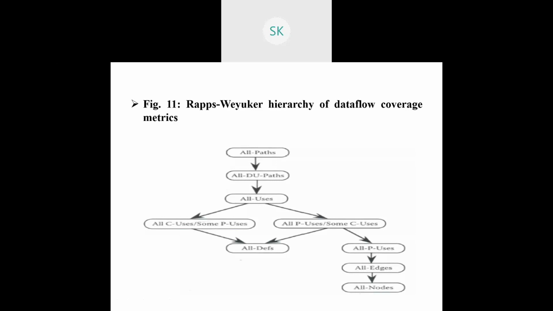That is what it says with respect to your definition usage node, all DU paths. Among this, all uses you need to identify. That is the second, that is the third step. From this all uses, there are two things that can happen: all C uses for some P uses, or all P uses for some C uses. With respect to this, all the definitions come into the picture.